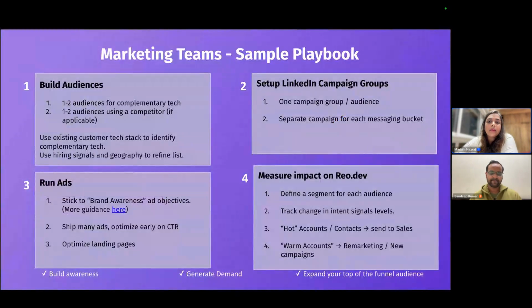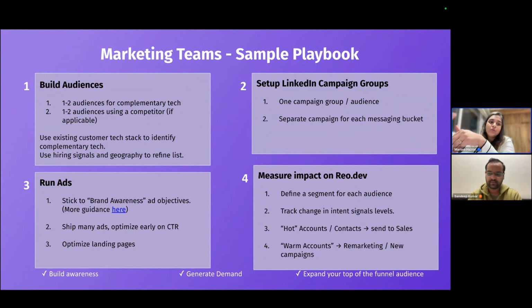This is just a sample playbook of what we discussed, right? For marketing teams, it's basically building out your audiences. There are 3 or 4 types of audience groups that you can build out. Maybe start out with 1 or 2 audiences just on complementary tech stack, 1 or 2 other audiences just for competitor tech stack if that's applicable to your use case. Then you set up LinkedIn campaign groups for each of these audiences and have a separate messaging and campaign for each, right? And then you run ads with the brand awareness objective on LinkedIn.